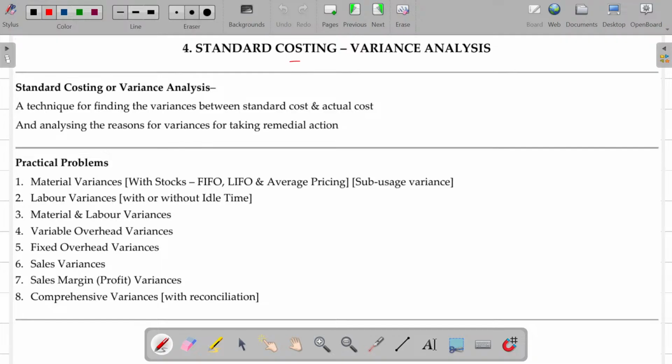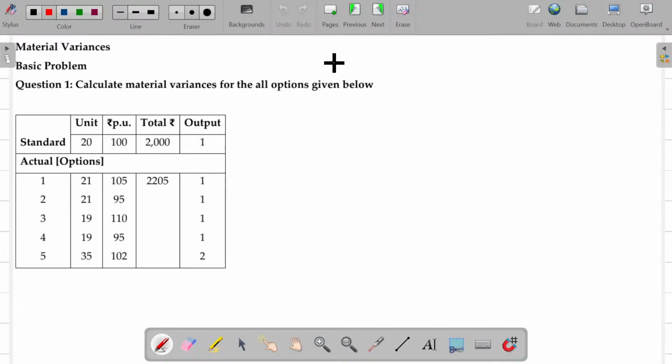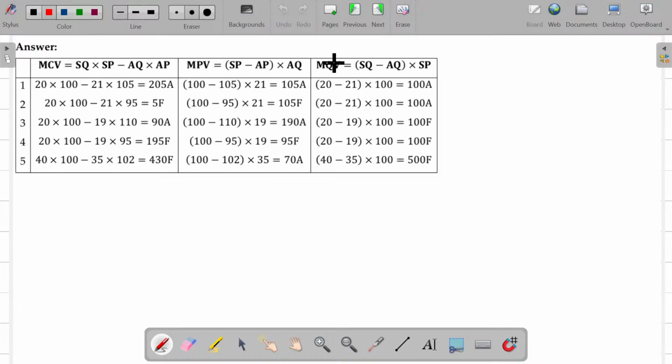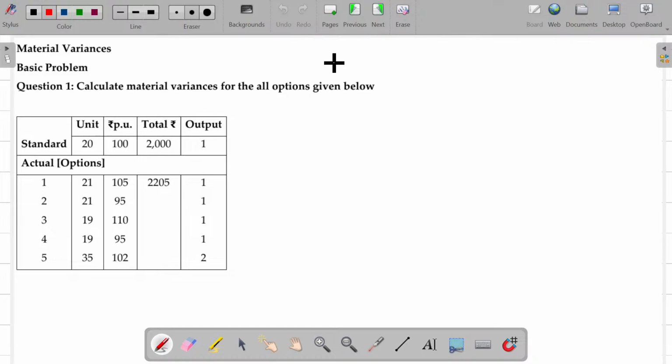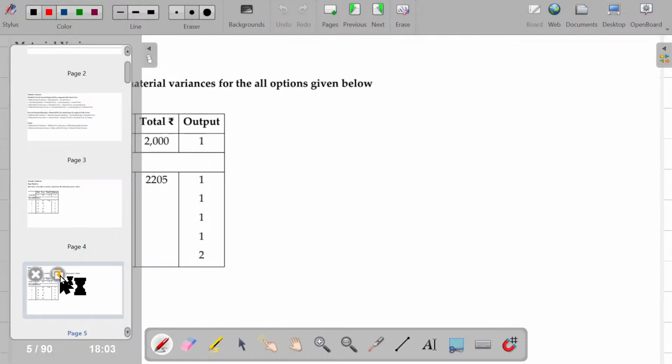Standard costing, otherwise variance analysis. Let's start with the first illustration, and I'll explain what is standard costing, and then I'll go for solving these illustrations one after one.